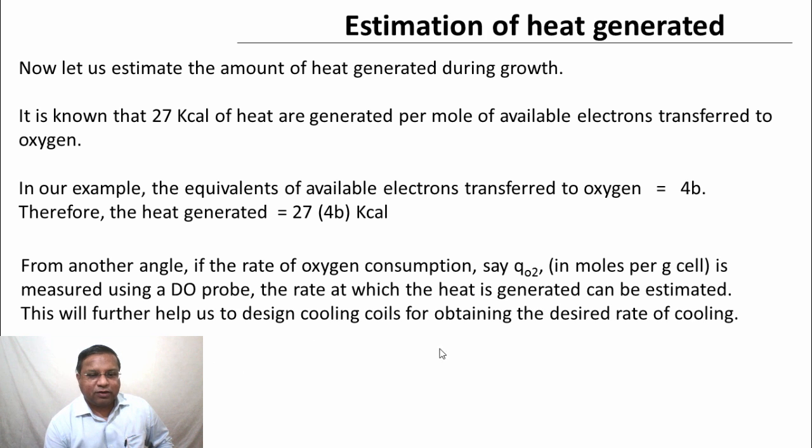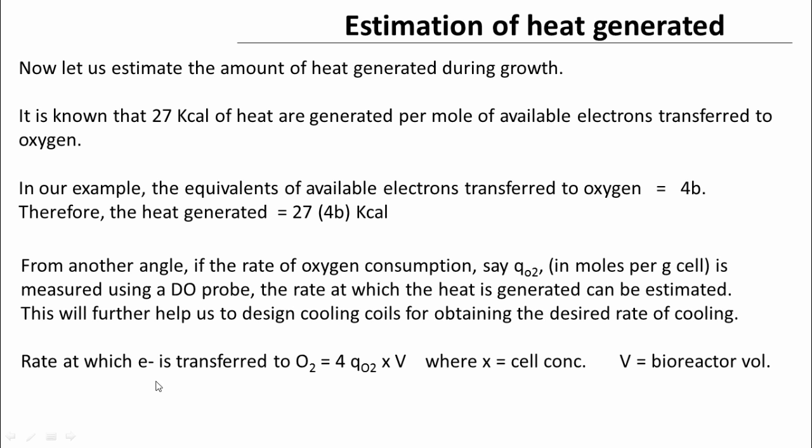This will help us design cooling coils for obtaining the desired rate of cooling. If it's cooling, it's okay. You can use a coil because the temperature is not going to go down too much. It's not going to affect the cells. Whereas heating coils are not really used. Use a jacketed system. Similarly, a jacketed system can also be used for cooling, but cooling coils are also used.